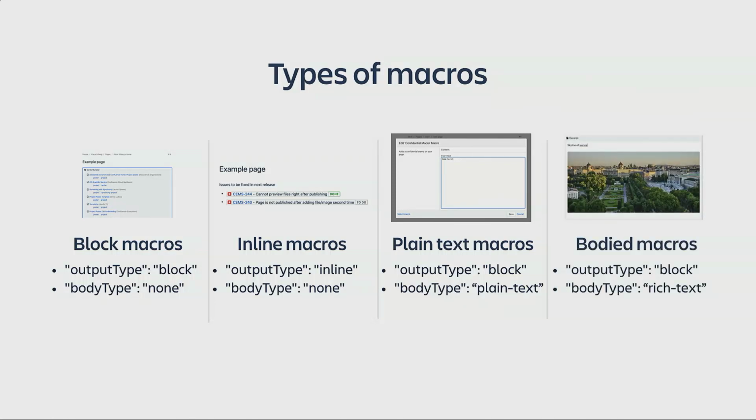And the last one is a bodied macro, which is a macro that has a rich text body within the editor that you can then render in the actual view page in whatever way you like. Our own example of a bodied macro is the expand macro, where you define in the editor what you want to expand, you put the content inside that, and then in the view it appears as an expandable item in the page.